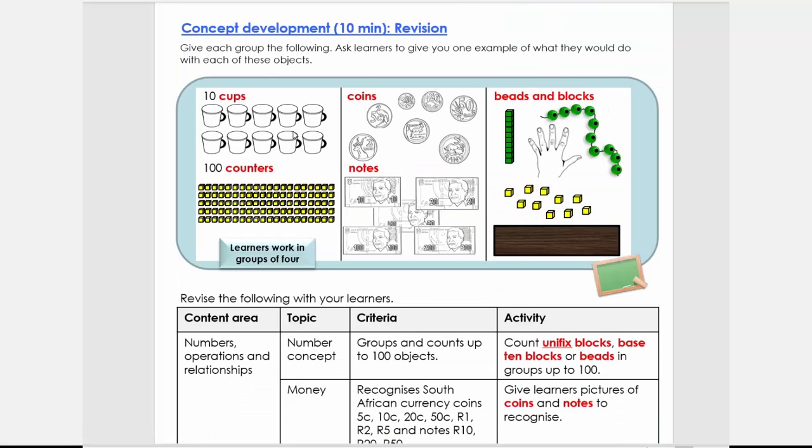Then what we're going to do today is you're going to show this picture to your child, and you're going to ask them, why do you think we're going to use these objects today? So you're going to show them cups, some counters, some coins, some notes, some beads, and we have some blocks here. So just a general conversation as an introductory activity.